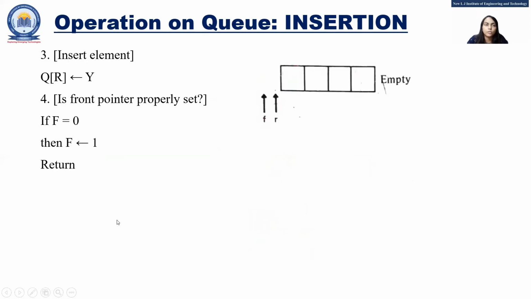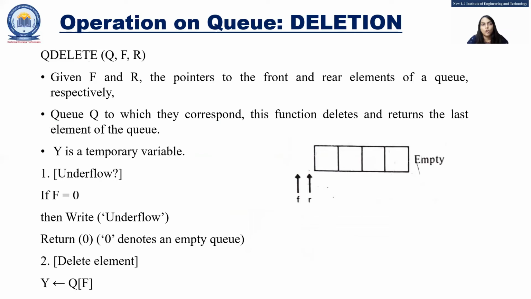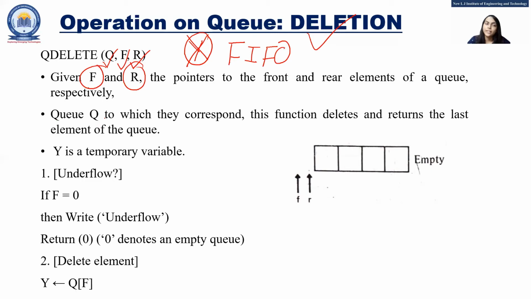Now, the next algorithm is the deletion operation. So the next operation on queue is deletion. Now, students, deletion requires the queue, front pointer, and rear pointer. We do not require Y, because here the user will not decide what is getting deleted. Whatever is first entered will be the first one to get out. So F and R are the front and rear pointers, and Q is the corresponding queue. Here, this Y will work as a temporary variable. It is not the value, it is just a temporary variable.